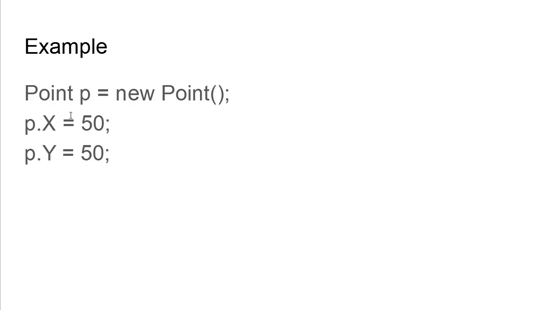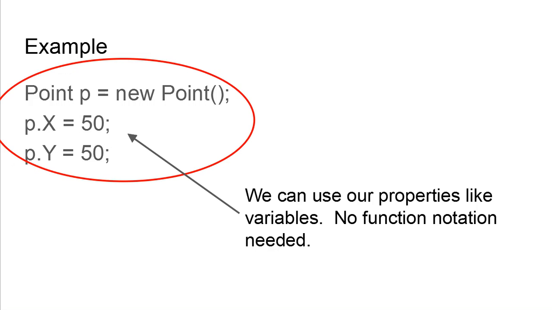And when we set X to 50, what's really going on is that underscore private X is getting set to 50, and the underscore private Y is getting set to 50. So inside of that setter, 50 is kind of dropped in place of the word value. But notice that's a lot cleaner than using a setter. So notice we're using our properties like they're variables. There's no function notation at all. It's just a lot cleaner.